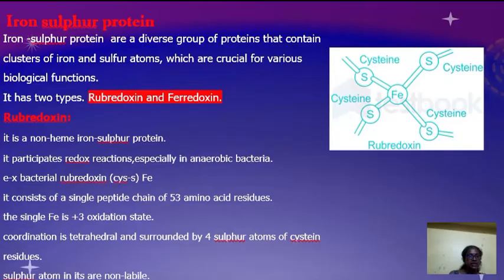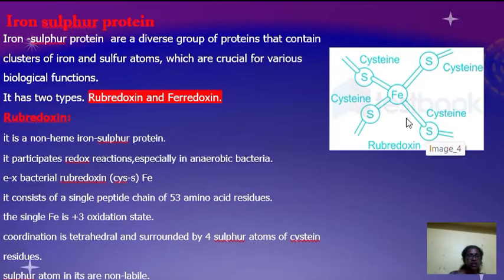The single iron is in +3 oxidation state. The coordination is tetrahedral and surrounded by 4 sulfur atoms of cysteine residues. Here the sulfur atoms are non-labile. This is the structure of the rubredoxin.